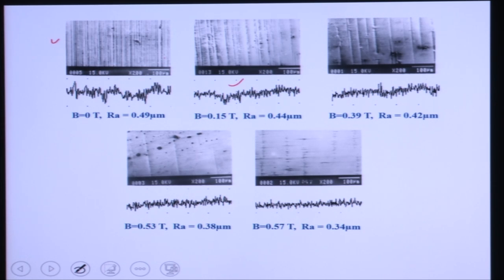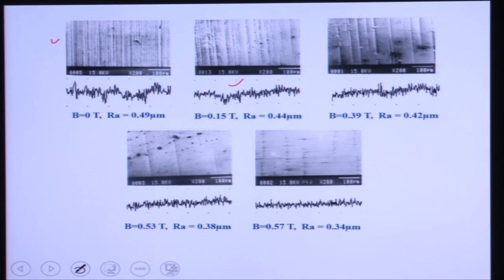Now, when you are applying a higher magnetic field, at 0.39 Tesla, these lines, these valleys, are now more separated. In between two valleys, this distance actually increases. Initially at 0.15 Tesla, these valleys are not so much separated, but at 0.39 Tesla magnetic field, these valleys are much more separated.